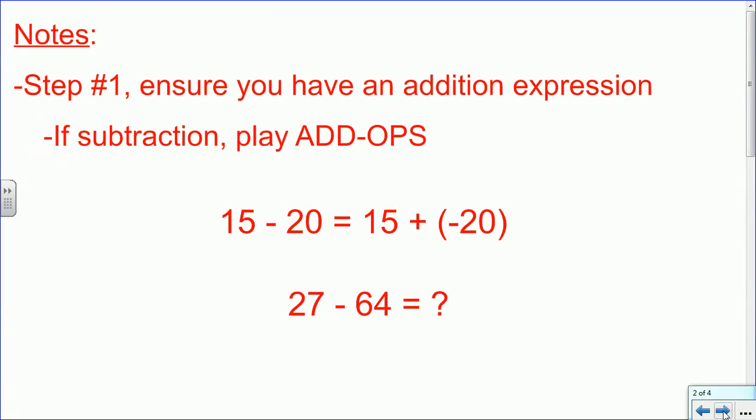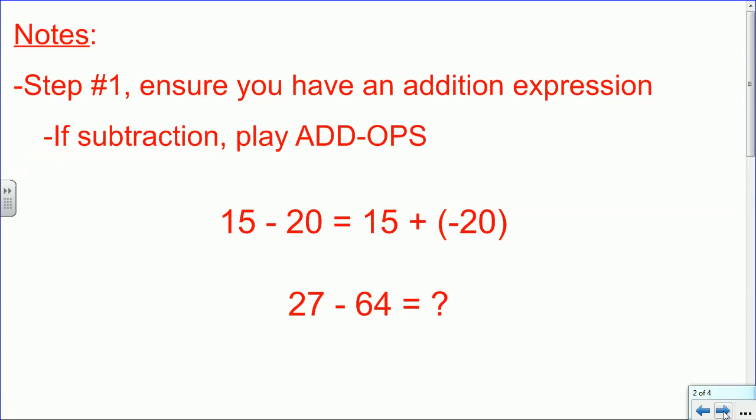Note sheet. First one, step number 1, ensure you have an addition expression. So, most people feel like they like addition more than subtraction. I'm the same way. And the good news is that we can make any subtraction problem into an addition problem by playing my favorite game in the world, Call of Math, add ops.